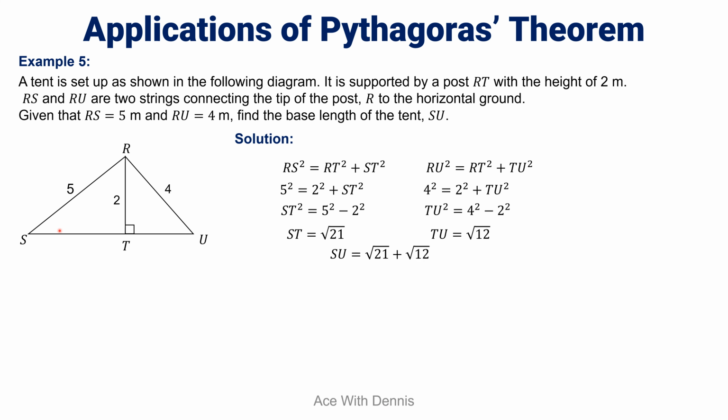Therefore, now we want to find the base length SU, which is ST plus TU. It becomes square root of 21 plus square root of 12. We press the calculator and we get the value 8.05 meters, rounded to three significant figures. Therefore, the base length of the tent SU is 8.05 meters.